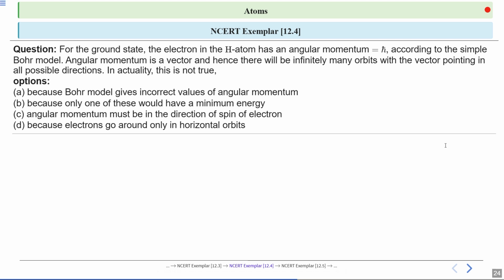The options test your understanding of why the Bohr model's prediction about the angular momentum directions doesn't match what we see in real atoms. This question checks your grasp of quantum mechanics concepts, especially how angular momentum is actually quantized and restricted to certain orientations. Not all directions are allowed. Four options are given and you have to choose the correct one.